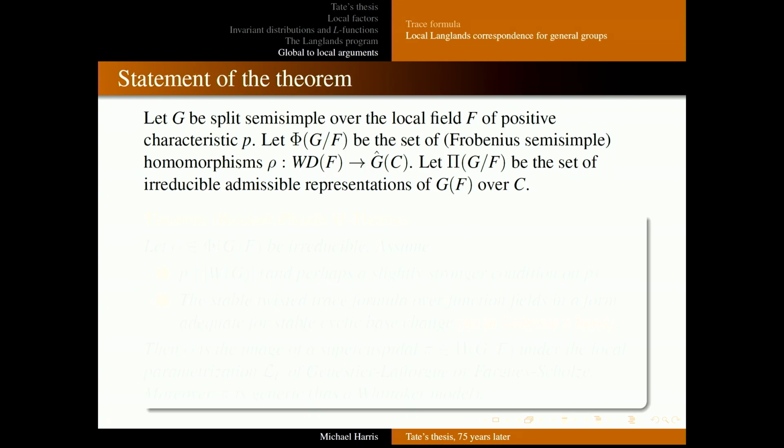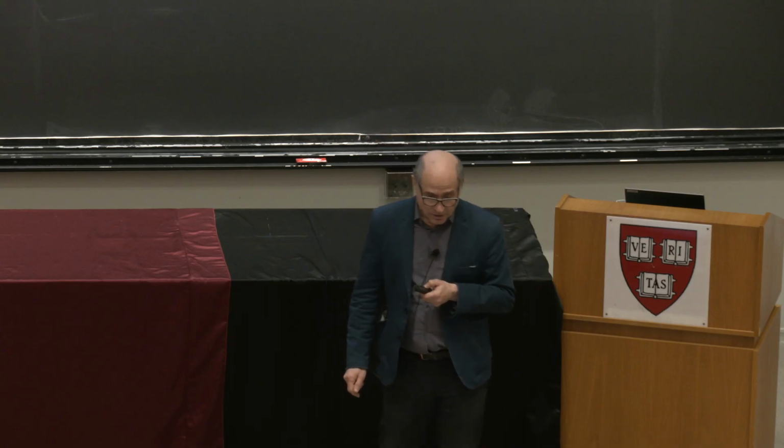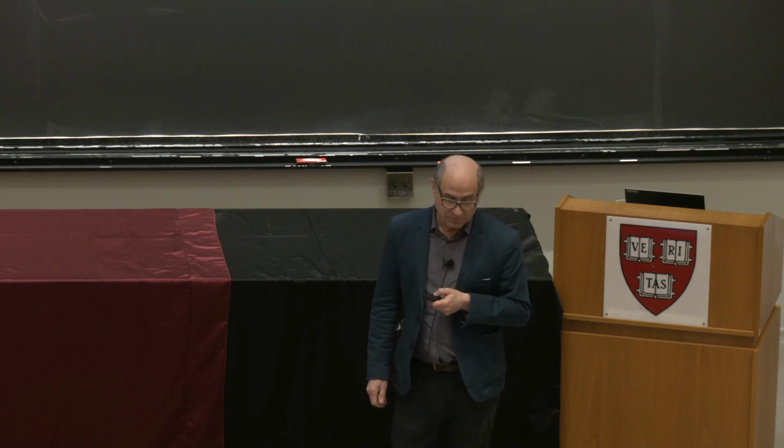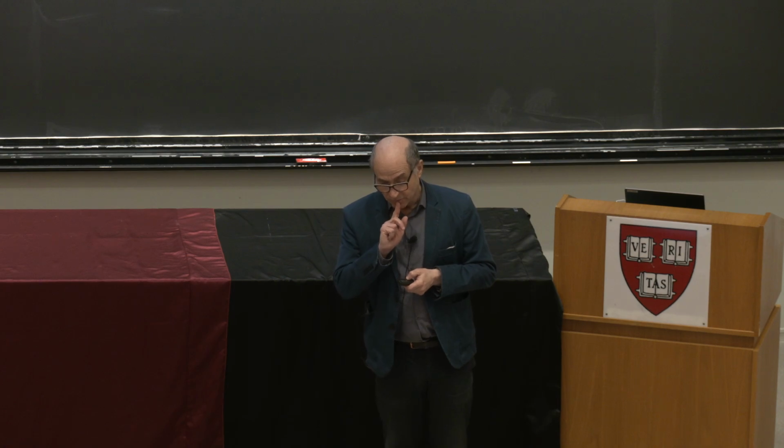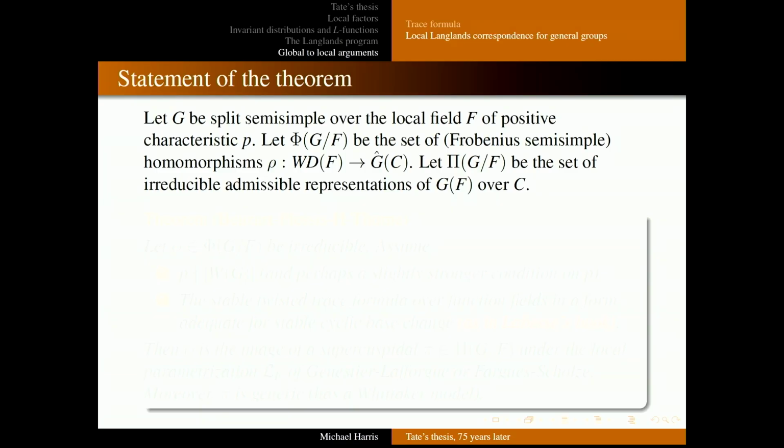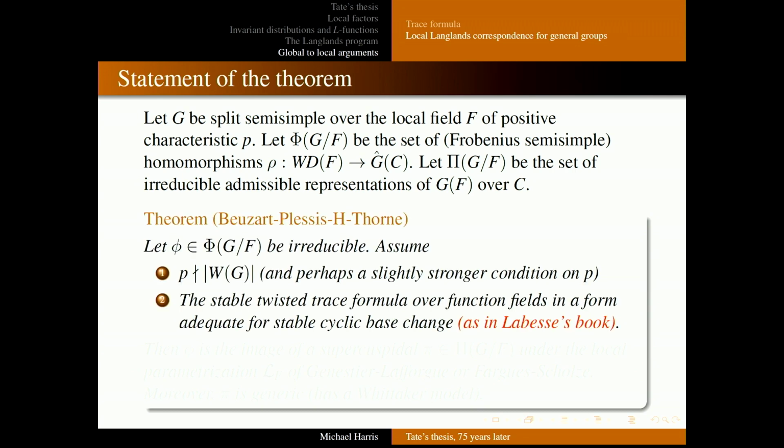So in the last 5 minutes, I will say something new. Let G be split semi-simple over a local field F of positive characteristic. Let Φ(G/F), again, be the set of Langlands parameters, and let Π(G/F) be the set of irreducible admissible representations of the group over any algebraically closed field of characteristic 0. This is joint work with Bezrukavnikov-Plessis and Jack Thorne.